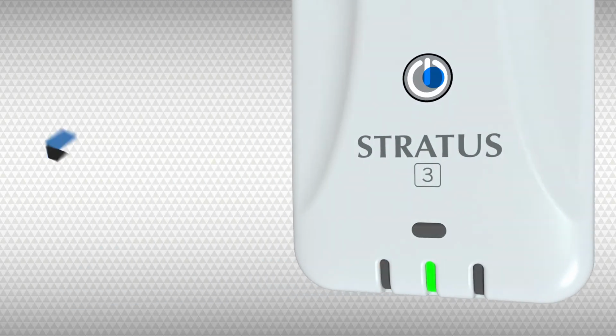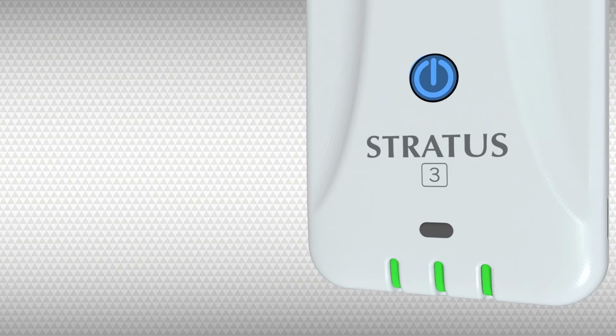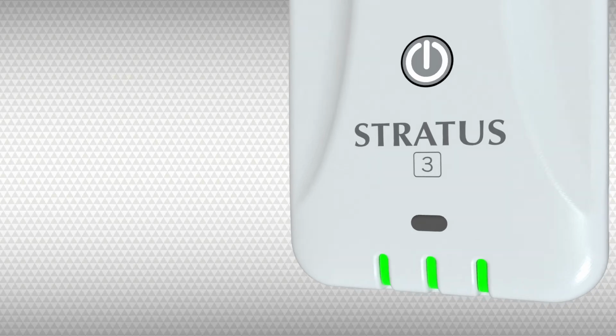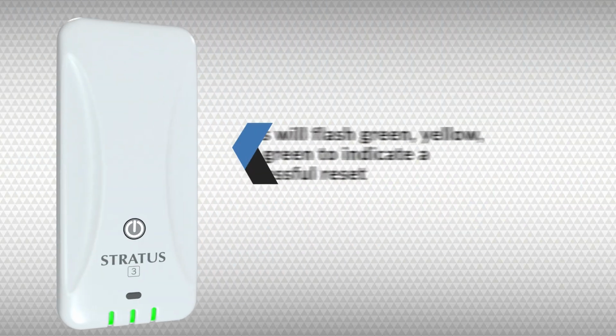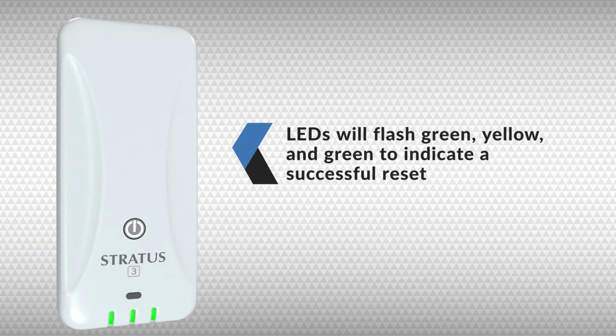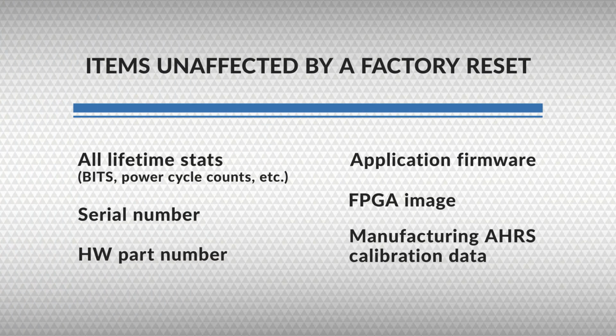Press and hold the power button for 30 seconds while the receiver is on to return it to its default factory settings. Initially, 3 flashing green lights will appear. When the factory reset is complete, all of the LED indicators change from green to yellow to green. That LED sequence indicates a successful factory reset. Your Stratus ADS-B receiver has now been completely reset with exception to the items currently on screen.